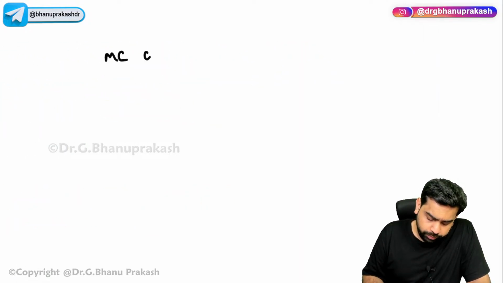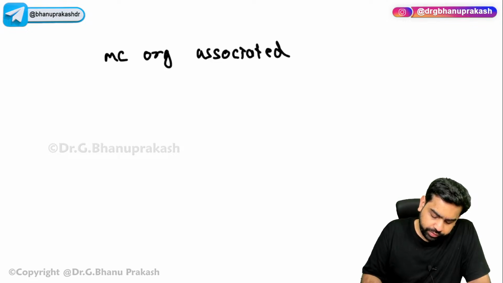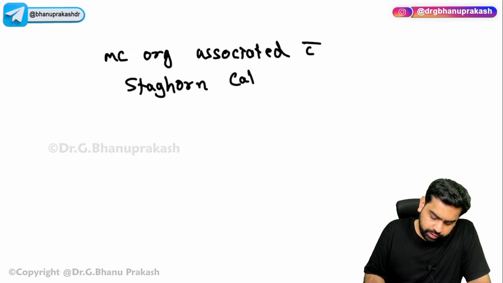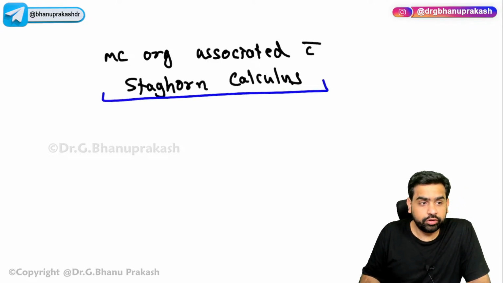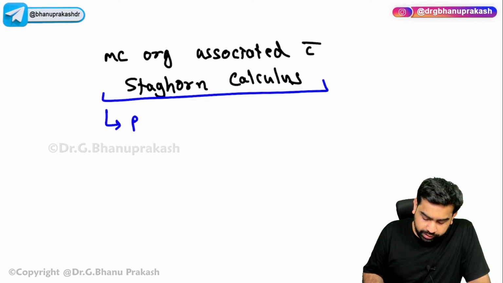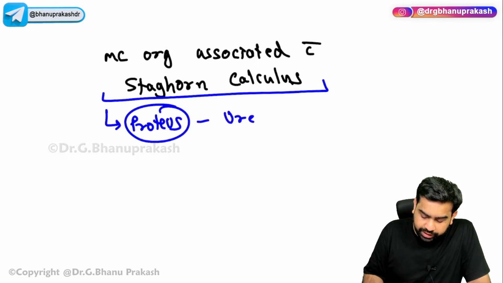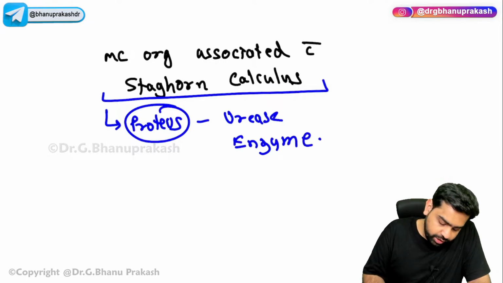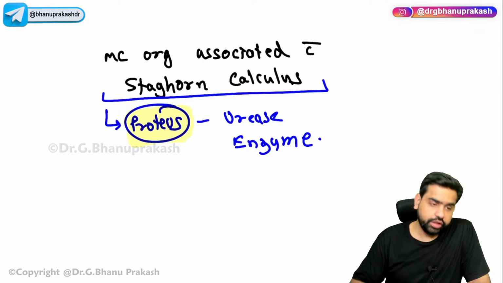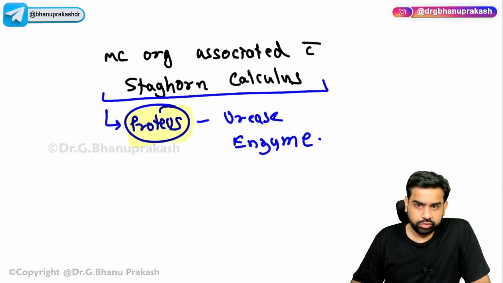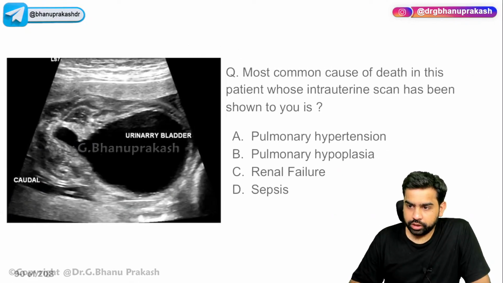Let's talk about a couple of questions on the Staghorn calculus. What is the most common organism associated with the Staghorn calculus? What do you think? It is Proteus. Why Proteus? Because it has the urease enzyme. Please try to understand. The most common organism associated with this is Proteus. Understood, guys? Okay, now let's move to the next question.